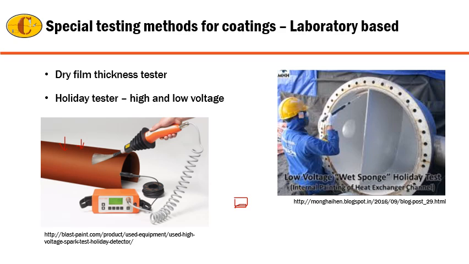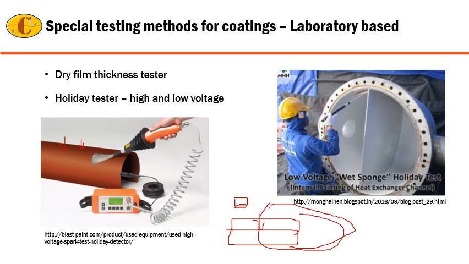The holiday tester basically works on the principle of an electrical circuit. So if your coating is completely intact, then the holiday tester will not complete the circuit. If it has a defect, then the current will flow and the circuit will be completed. So you will see some kind of a beep or resistance value over here. This is also a holiday tester, but it is a wet sponge tester. That's the only difference, and the voltage applied will be low. So here the sponge will be wet to ensure a good electrical connection, and you can directly do an internal holiday testing.